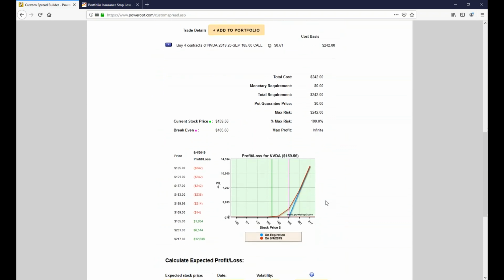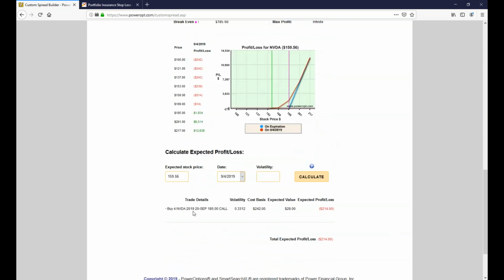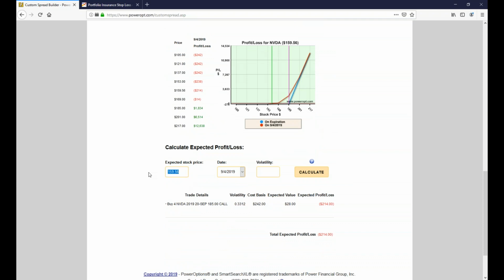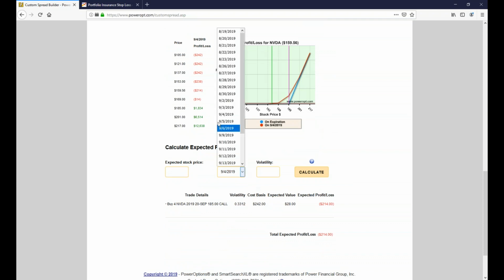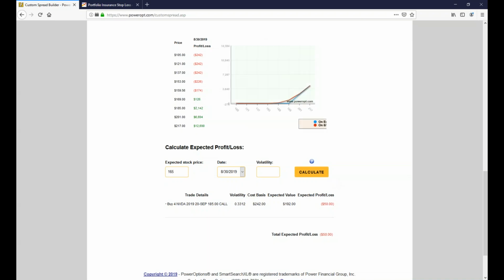4 contracts here with a lower delta, further out of the money, much higher break even. But we've got 4 contracts. So what happens in this scenario? 8/30, 14 days out. If I put in the correct stock price of 165, what would we expect? Well, here we go. We'd see a loss of 50.